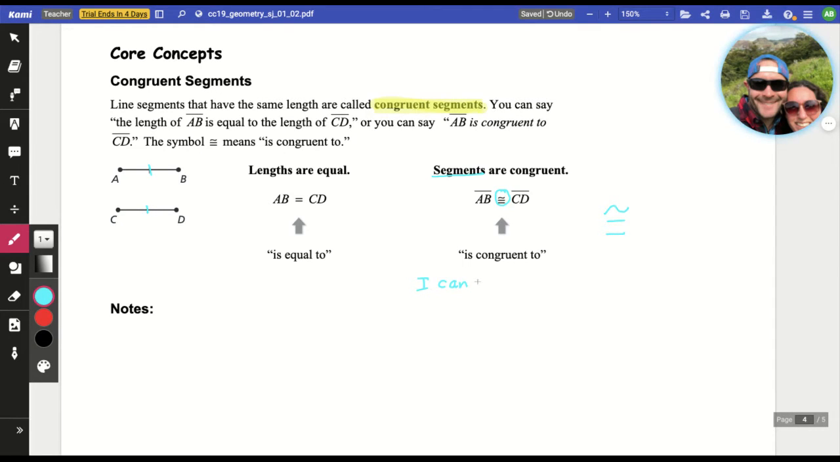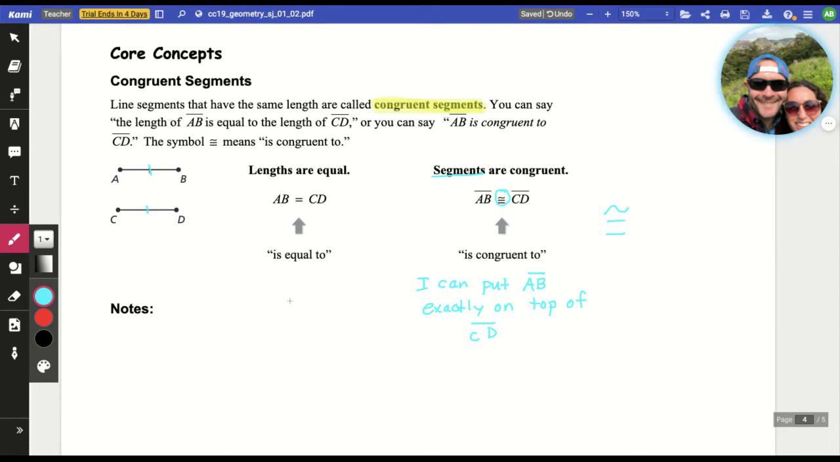Here's what congruent means. I can put segment AB exactly on top of segment CD. Like I could literally just take AB and slide it down. It would match and lay right on top of CD.